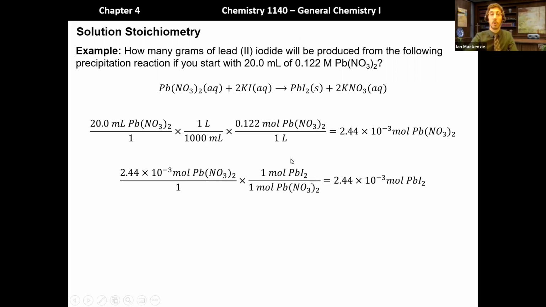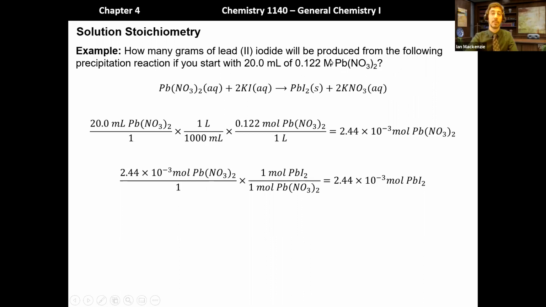In this case, it's just 1 to 1. 1 mole of lead iodide is equal to 1 mole of lead nitrate. I simply arrange it to cancel out the moles of lead nitrate. That gets me the same number of moles here of lead iodide. And now, once I have moles of lead iodide, I can go to mass of lead iodide in grams simply using the molar mass.